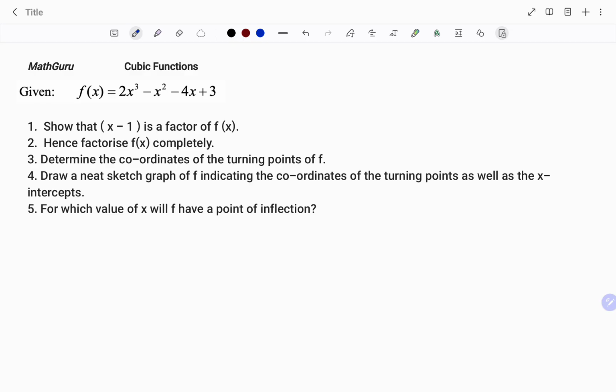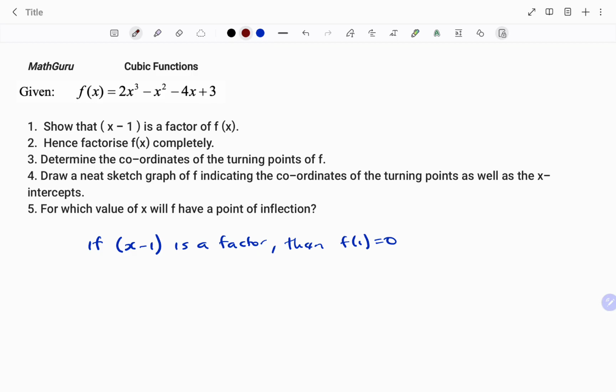We are given f of x equals 2x cubed minus x squared minus 4x plus 3. The first part of the question says, show that x minus 1 is a factor of f of x. To show that x minus 1 is a factor of f of x, that is only possible if f of 1 will be equal to 0.